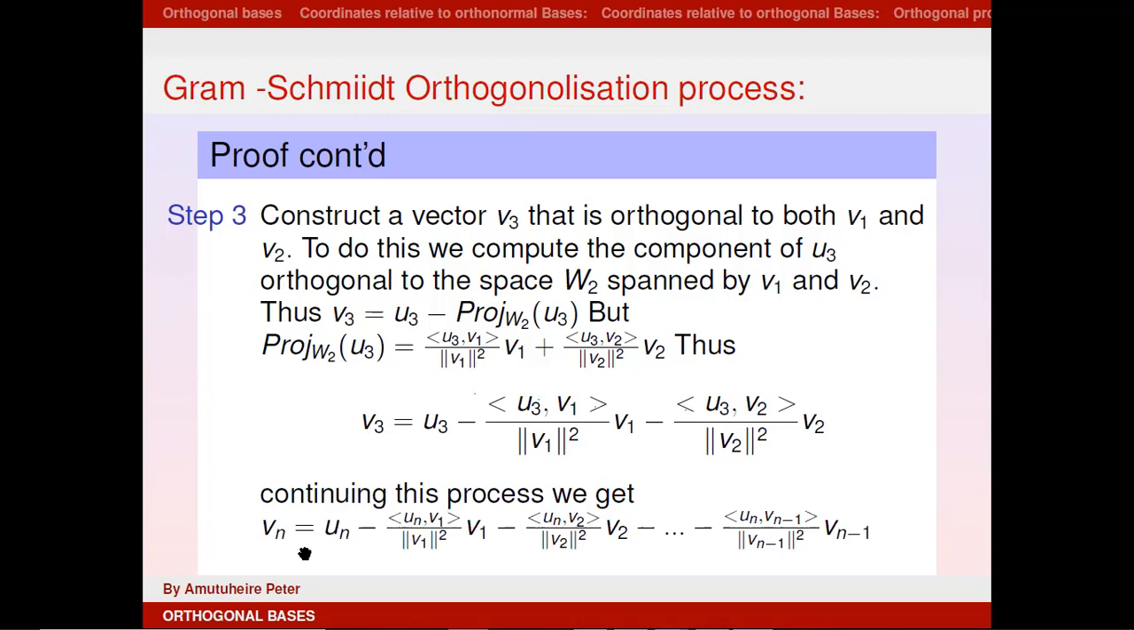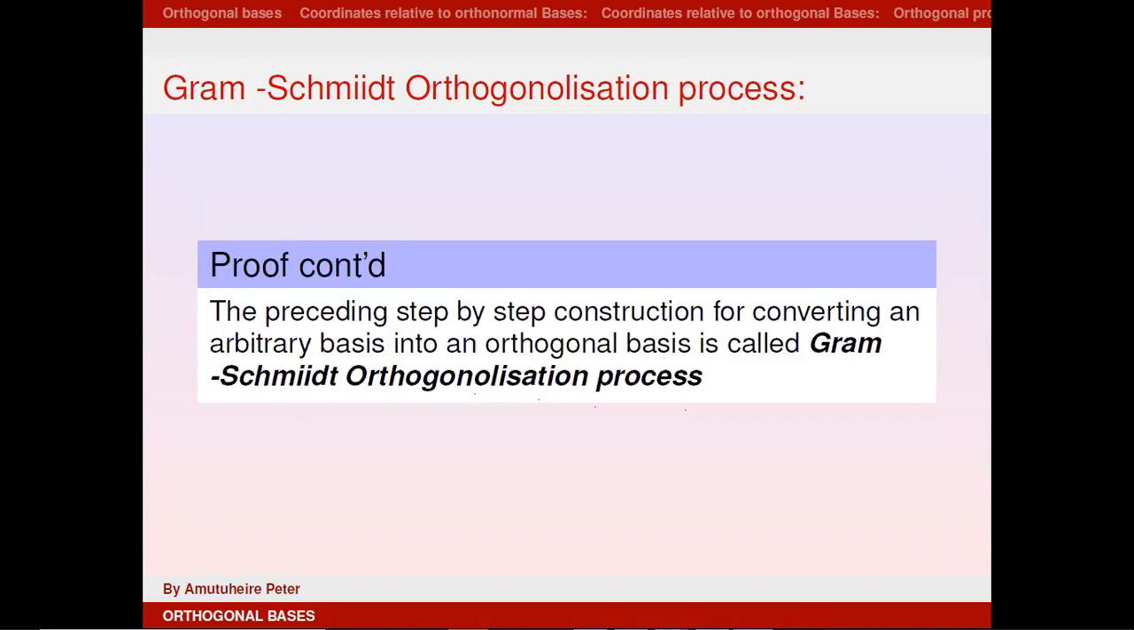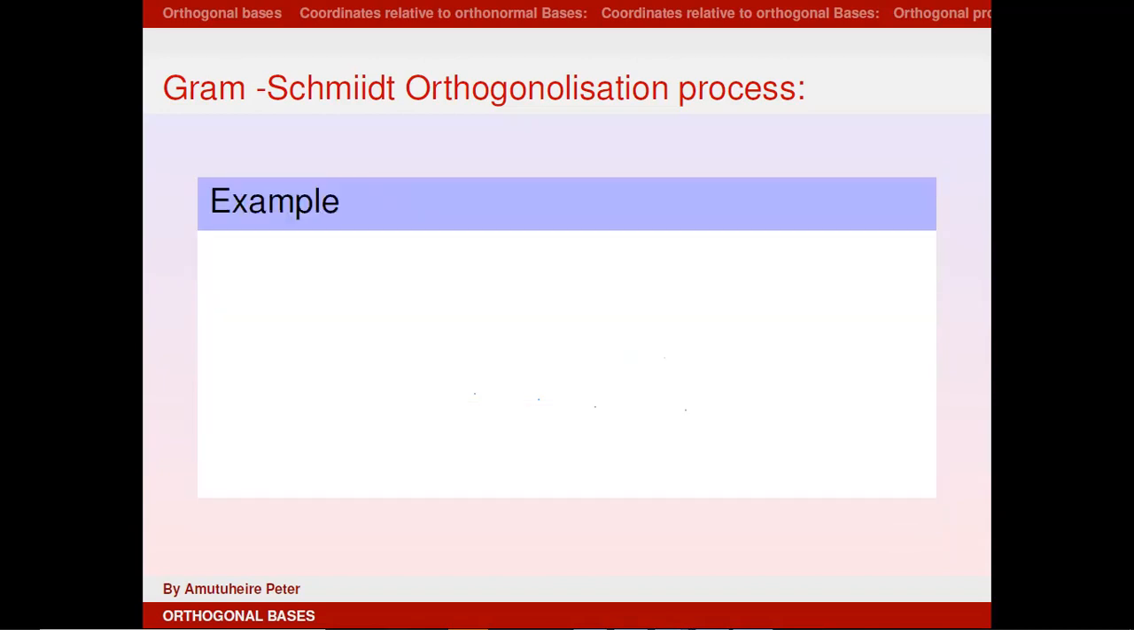To get Vn, we compute the component of Un that is orthogonal to the space W(n-1), which is spanned by V1, V2, up to V(n-1). And so that process is what we call the Gram-Schmidt orthogonalization process.